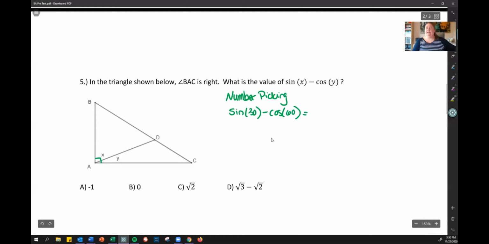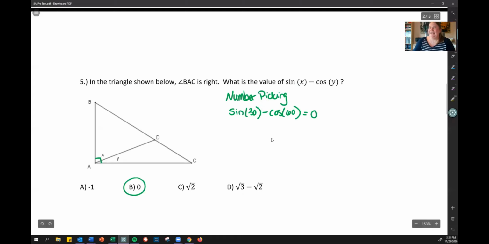Okay, so get out your calculator. Make sure that the mode is in degrees, and you can see here I do have my mode set to degrees, and then I'm just going to do the sine 30 minus the cosine 60, and you can see that my answer here is 0. So that's the answer to the question.